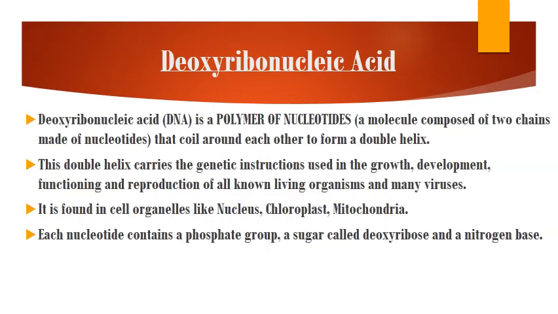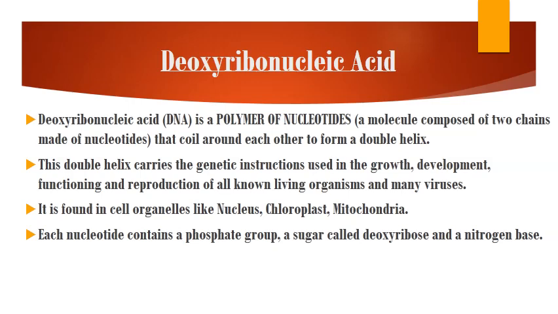First is DNA. This is the polymer of nucleotides. It means a molecule composed of two chains made up of nucleotides that coil around each other to form a double helix. This double helix carries the genetic instructions or information used in the growth, development, functioning and reproduction of all known living organisms and many viruses. It is found in cell organelles like nucleus, chloroplast, mitochondria.